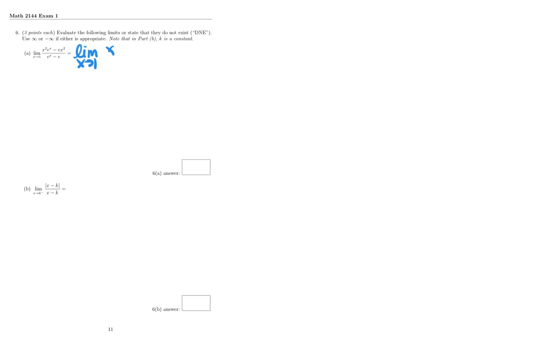I can factor out the x squared from both of those. I'll get e to the x minus e over e to the x minus e. So I have e to the x minus e over e to the x minus e. That divides to make 1. So I'm just left with the limit as x goes to 1 of x squared, which is equal to 1. So your answer there is 1.